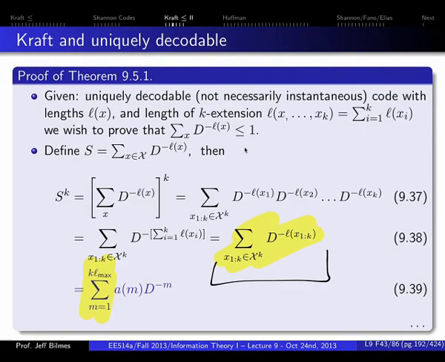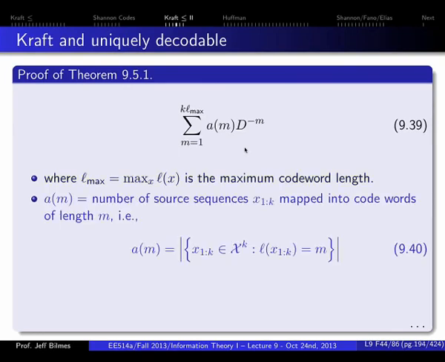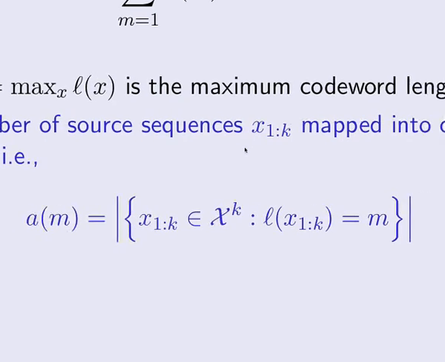Maybe look at it. This is just saying that same thing. So L max is the maximum code word length, and A of M is the number of source sequences. Here's a mathematical definition of A of M. A of M is equal to the size of the set of source sequences of length k whose code word length is equal to M. That counts the bag, bag M.